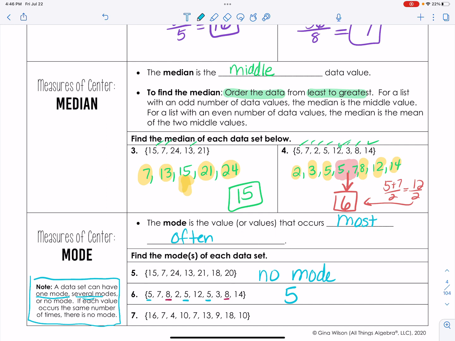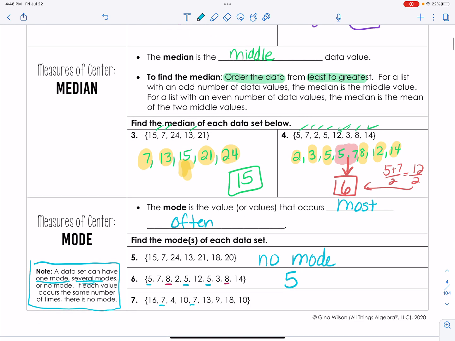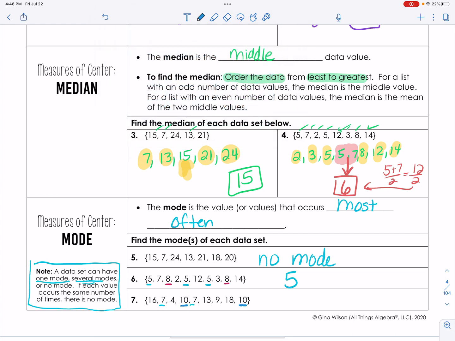Okay, so if I do the next one, I've got a 7 and a 7. I don't have another 16. I have 4. Oh, I have 2 10s, I think. I have a 10 and I have a 10. So this one has 2 modes. One of my modes is 7 and one of my modes is 10.